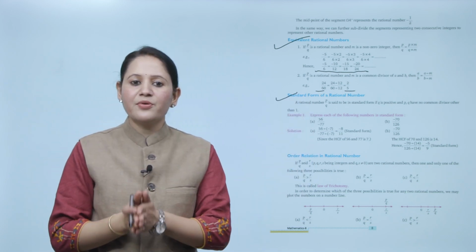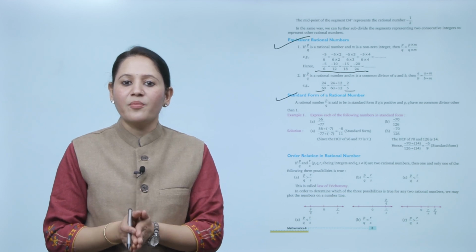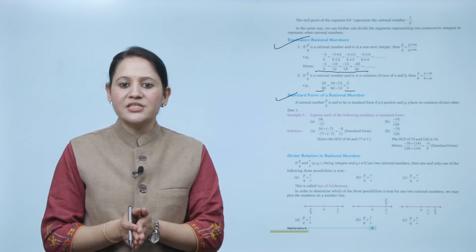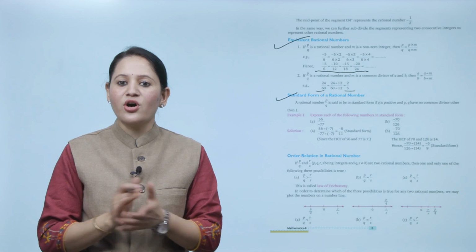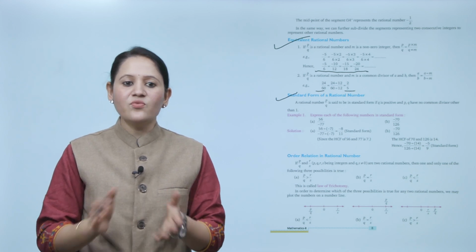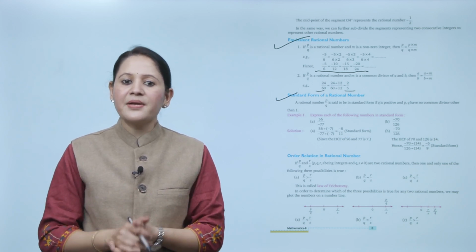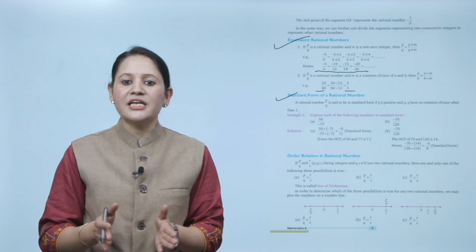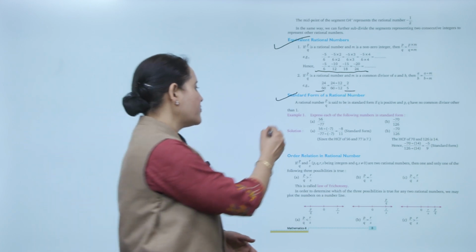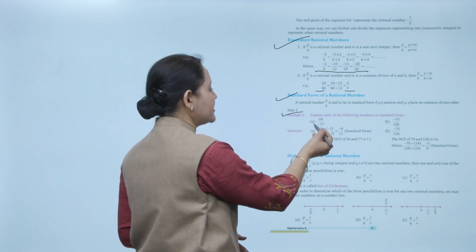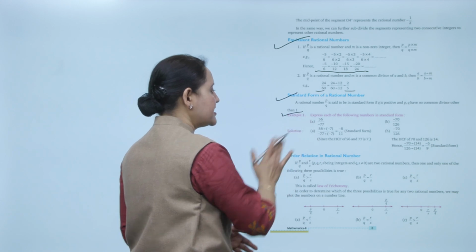A rational number P upon Q is said to be in standard form if Q is positive and P and Q have no common divisor other than 1. Now we'll take an example. Express each of the following numbers in standard form. The first number is 56 upon minus 77.